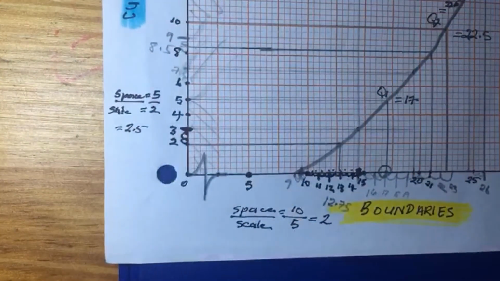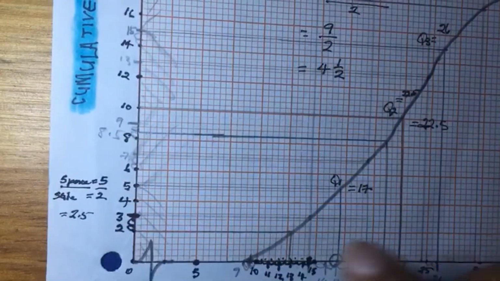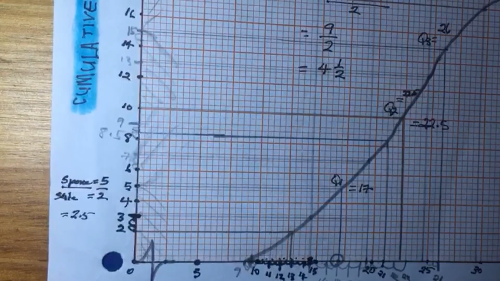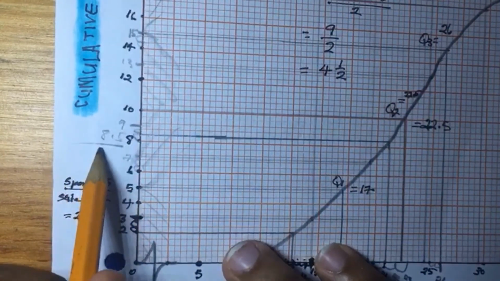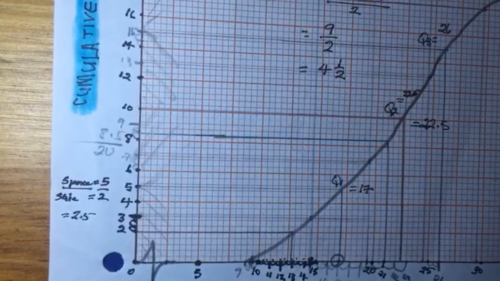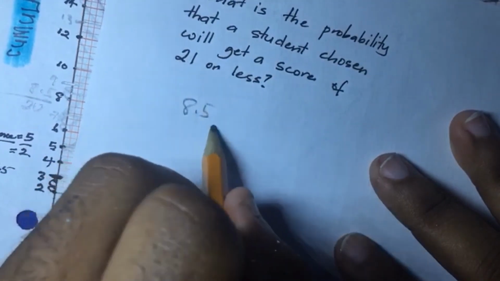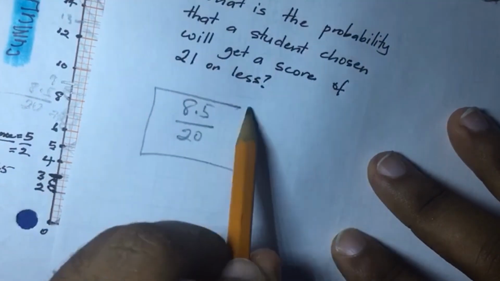You think we're done? We're not done yet. So the probability is a fraction. So you have to put this 8.5 out of the total frequency that is there. So the probability will be the 8.5 out of the 20. So when I'm going to write it on my paper, it's going to look like this. See here? 8.5 out of 20, and that is the probability. That is all. And you're finished.